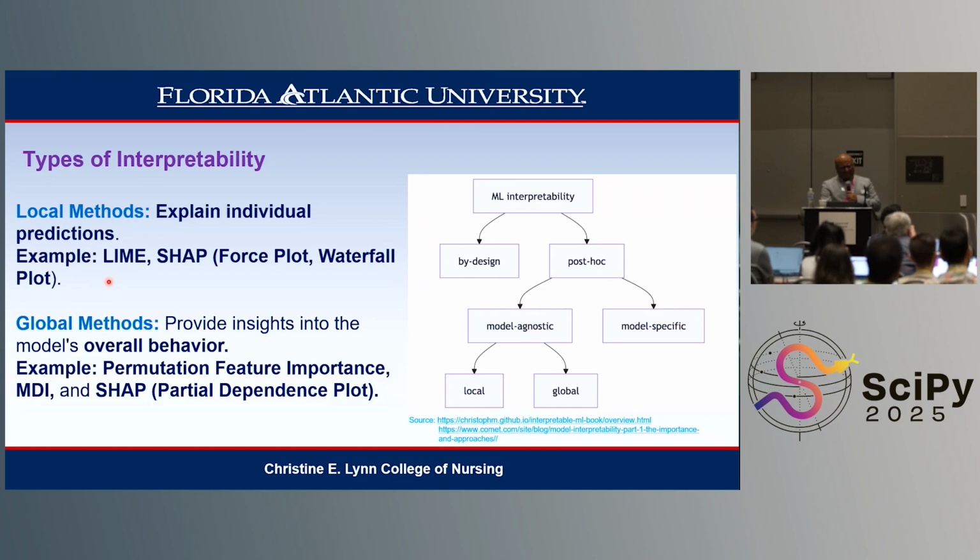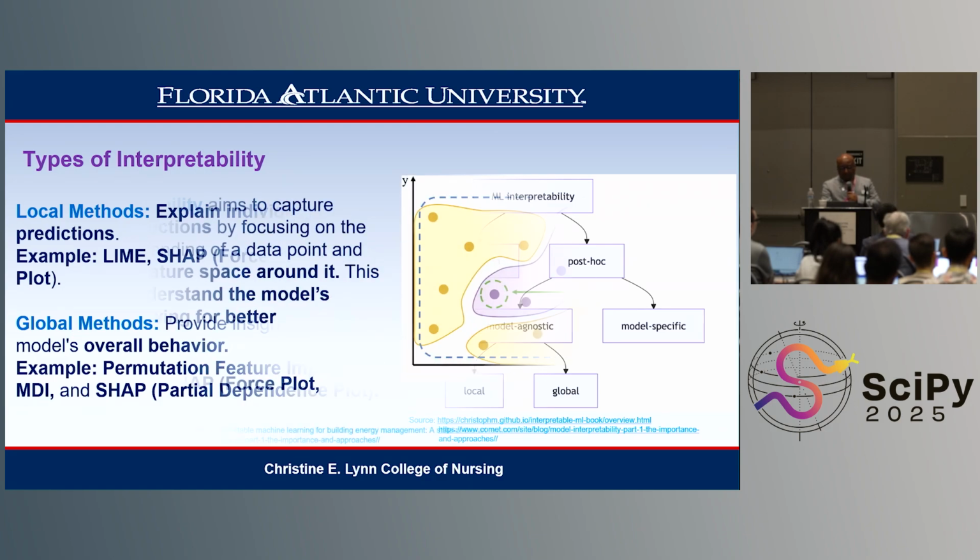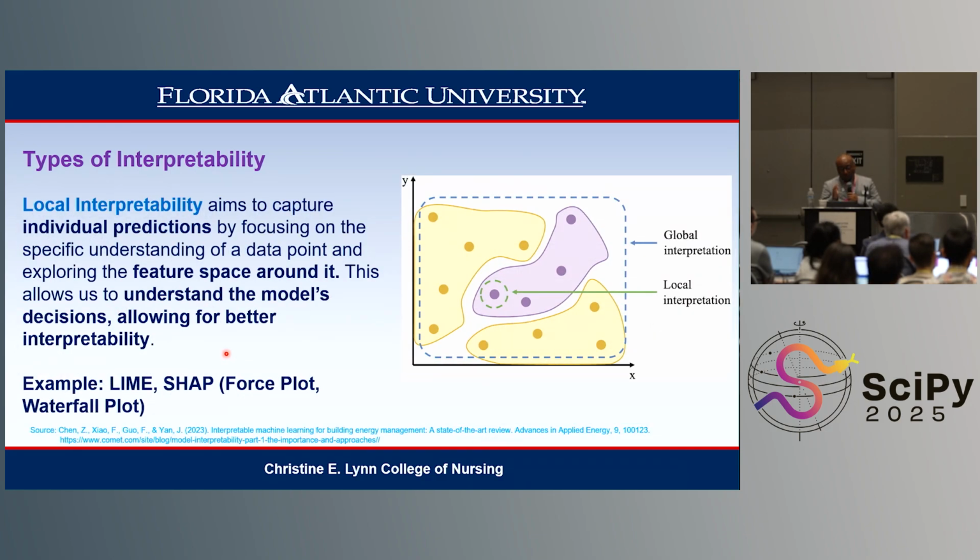I do not believe LIME works for global. Some data scientists use LIME for global. We can show you, but LIME is mainly used for local. SHAP is used for both: when you use the force plot or waterfall plot, SHAP is used for local, and when you use the partial dependence plot it is used for global. Permutation feature importance is only global. Some methods are only global, some only local. LIME is only local.